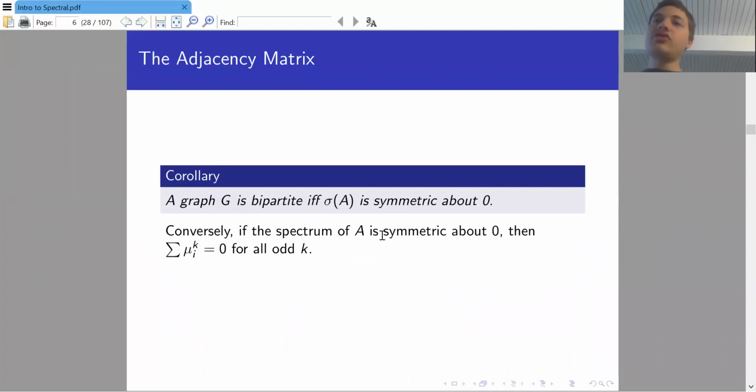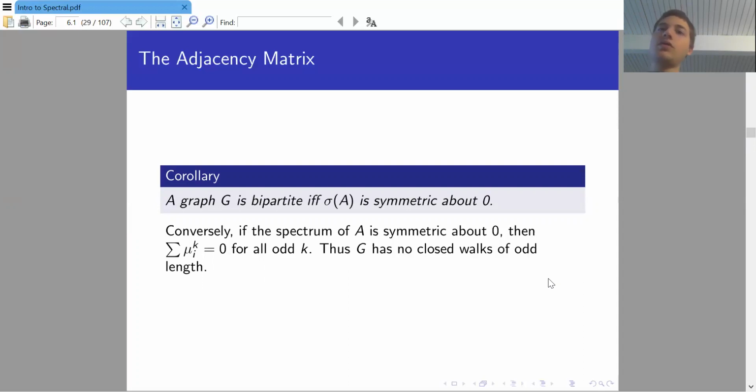So for the other direction, let's assume that the spectrum of A is symmetric about 0. Then one thing one can do is observe that if you sum over the eigenvalues to the kth power, this will be 0 whenever K is odd. And the reason is whenever you have a mu to the K here, you'll also have negative mu to the K, and those two terms will cancel. If K was even, this wouldn't work because then mu to the K and negative mu to the K would be the same value. They would both be positive. Summing over odd powers, we keep the signs and things cancel out perfectly.